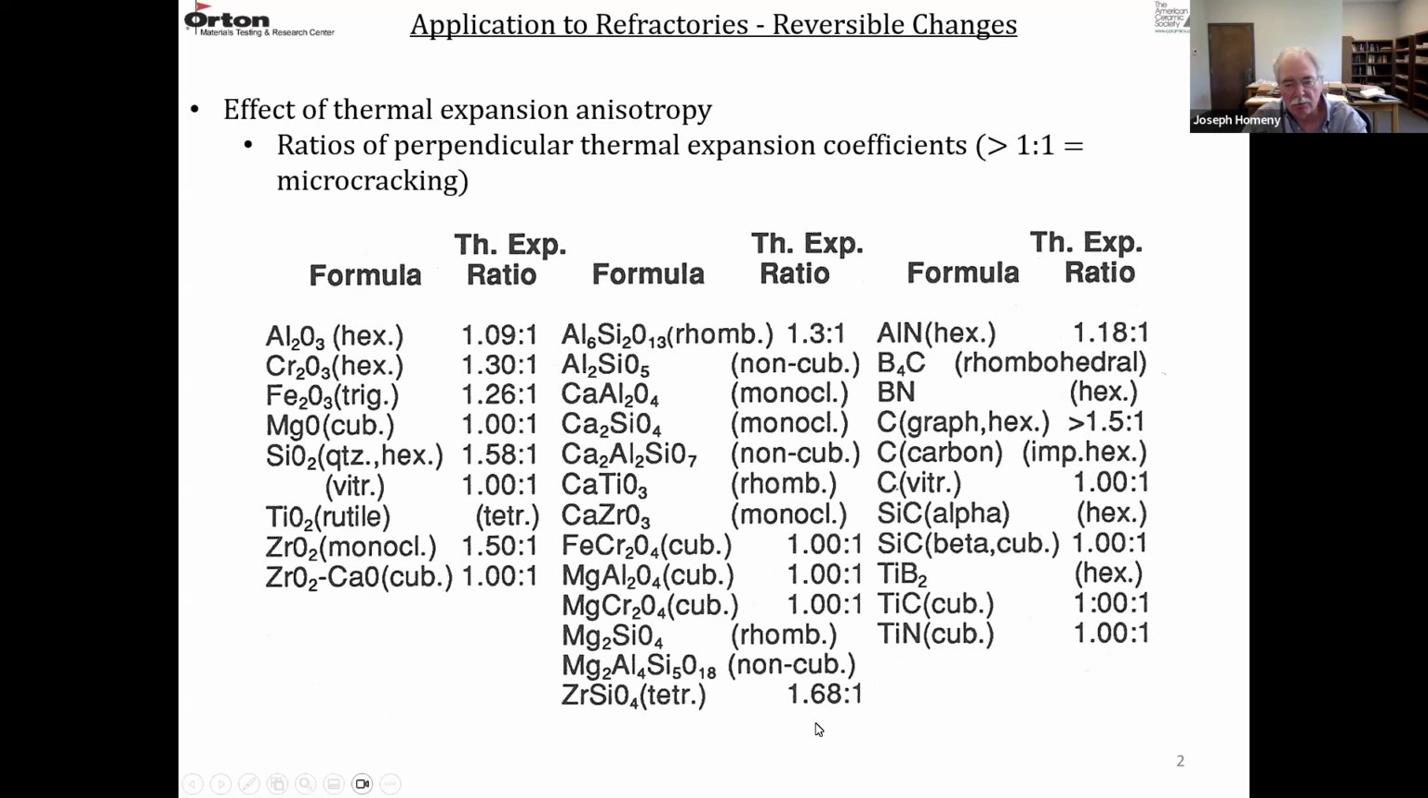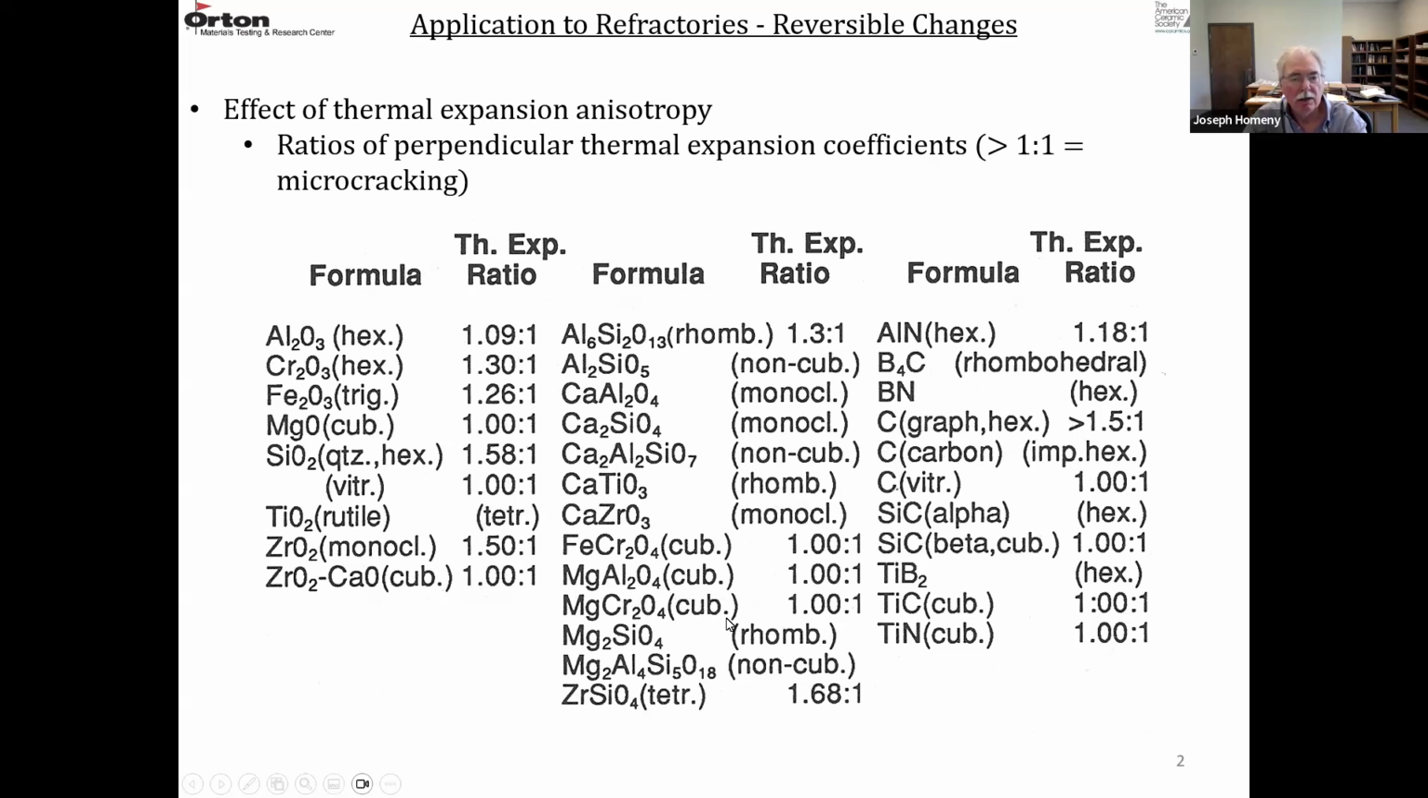And they're just different ceramic and refractory materials, and their crystal structures are shown. So if it's not cubic or not vitreous, the ratio of the thermal expansion in the different directions is going to be greater than 1. So in aluminum, it's 1.09. Graphite, it's 1.5. So anytime this ratio is greater than 1, you have the possibility of microcracking. Fused silica is 1-to-1. MgO is cubic, it's 1-to-1.